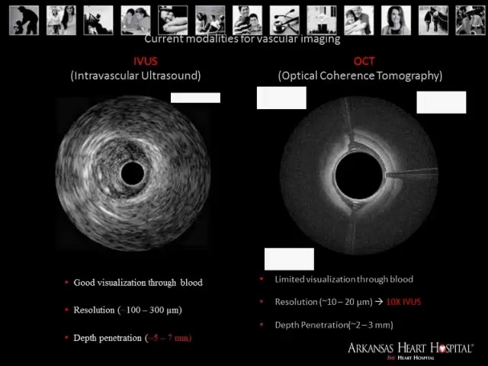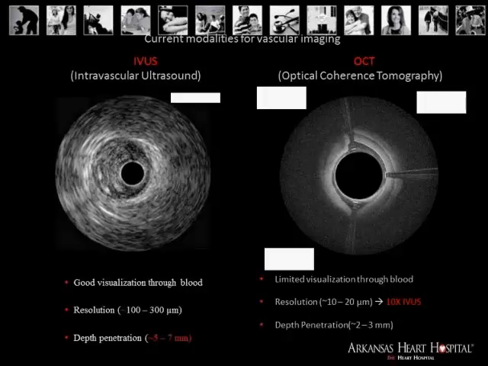Using OCT, we have to be able to clear or flush the blood per se to allow us to visualize. This does lead the technology to work well in chronic total occlusions, because there's no blood flow in the chronic total occlusion, so your visualization is very good. The resolution of OCT is about 10 times that of IVUS, being able to see 10 to 20 micron resolution, versus with IVUS, the resolution is about 100 to 300 microns.